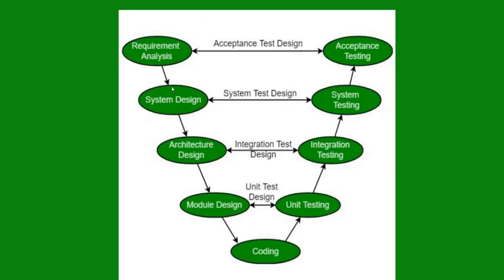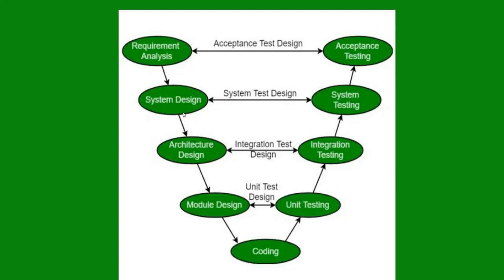Next is system design. After the requirement analysis and acceptance testing are done, the requirement is ready, and it flows to the system design phase. In system design, there can be different types of system design. If it involves any different systems, or requires integration with a different system, the system design is important. For that, system testing will be performed corresponding to the system design.